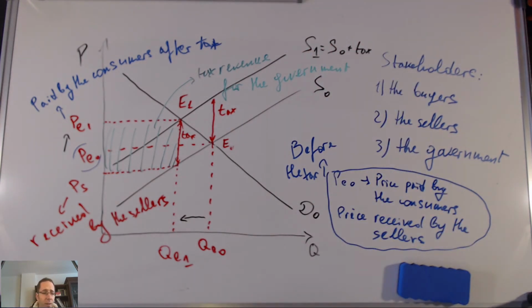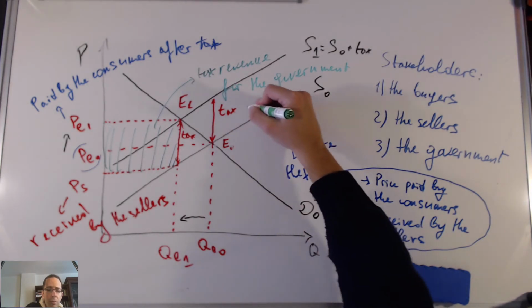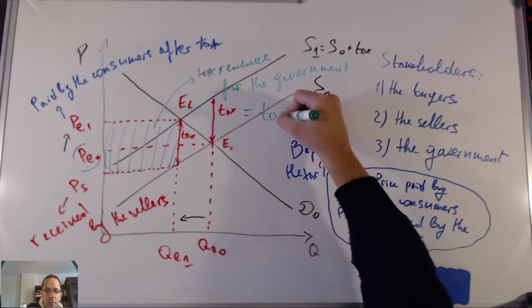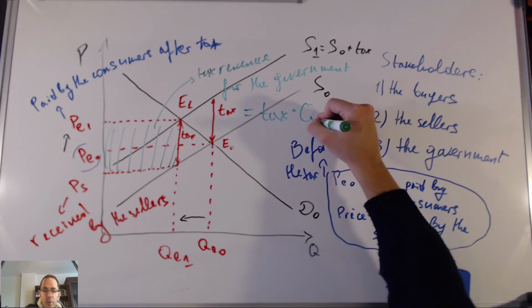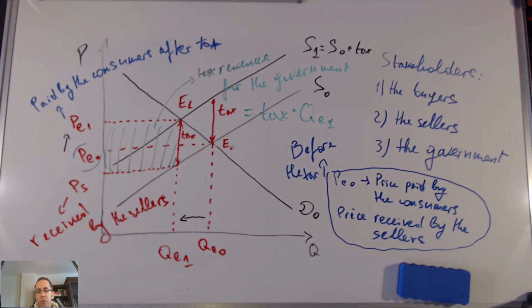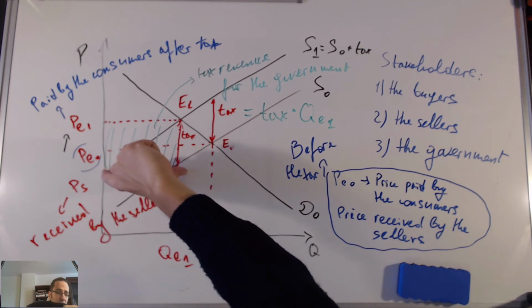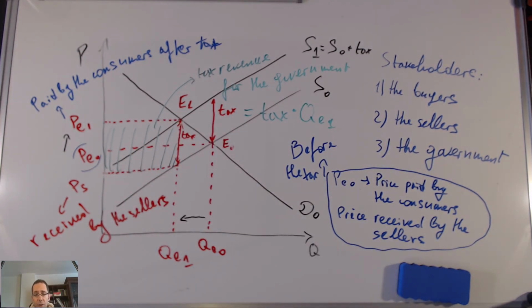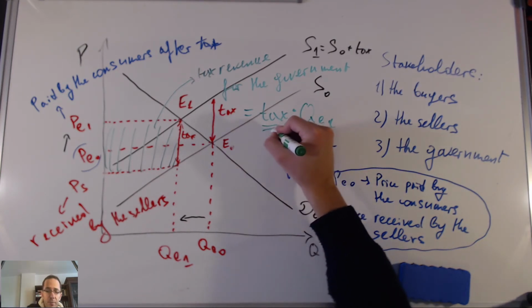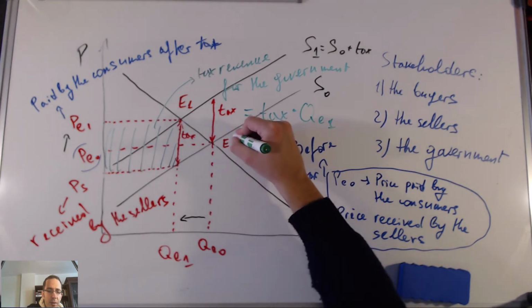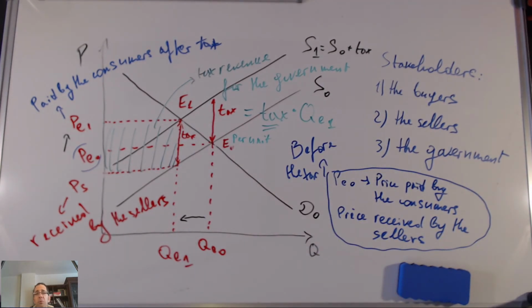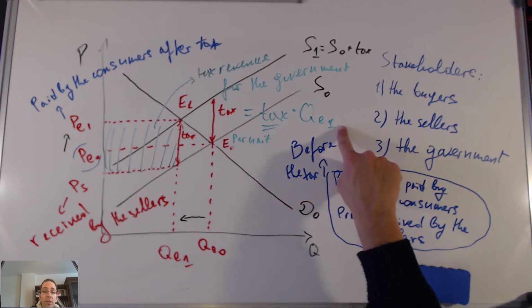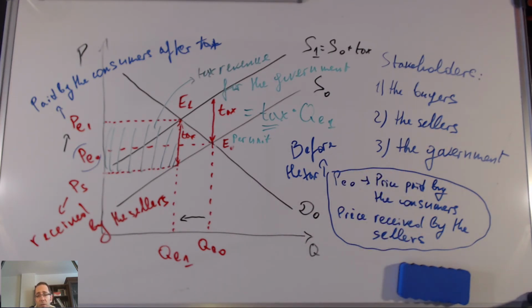And if we want to calculate the value of this tax revenue, it would be equal to the tax times QE1. It's basically your standard formula to calculate the area of a rectangle: one side times the other side. Also, you can think of this as, this is a unit tax, remember. This is per unit, $1 per unit or $20 per unit, depending on what the value of the tax is. And this is the number of units that we're selling, so the total tax would be the per unit tax times the number of units.